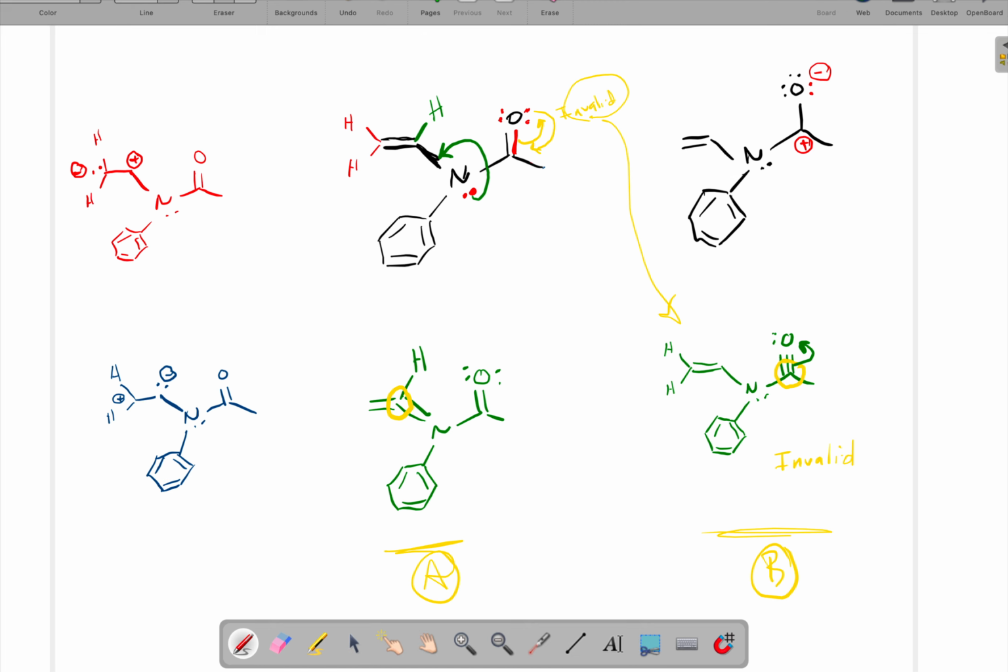There's a choice of pi bonds in structure A. In structure B, there was no choice. I only had one result, and that took me backwards. In structure A, there is the possibility to take me backwards. So yes, that is possible, but I also have an added possibility.